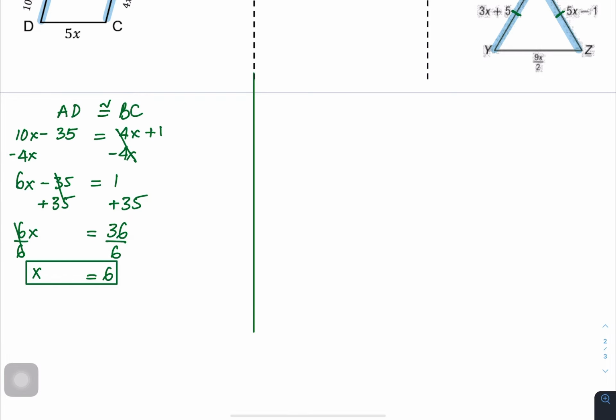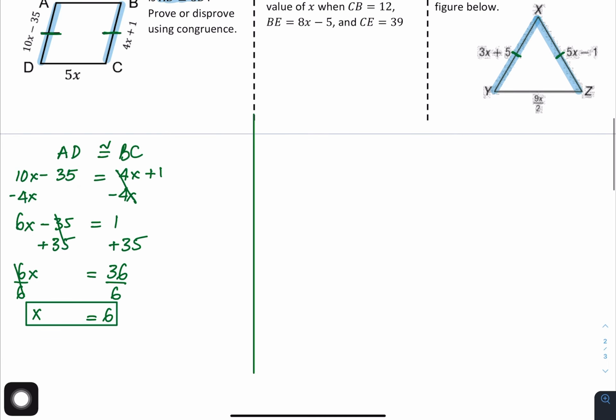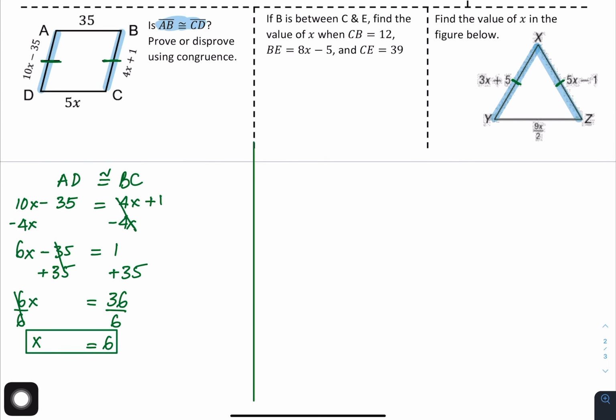Now, I'm not done yet. I know that DC is 5x, 5 times x. So DC is 5 times x, and x is 6. So 5 times 6 is 30. So DC is 30.